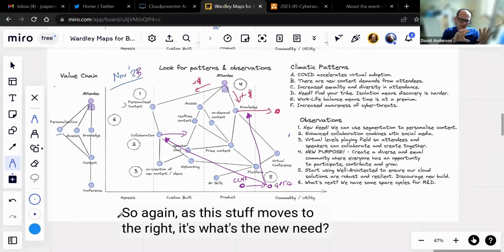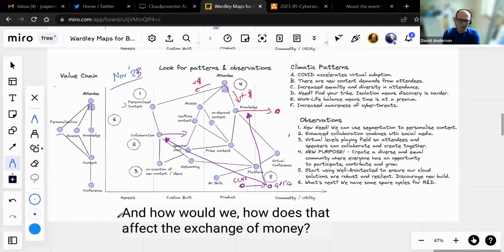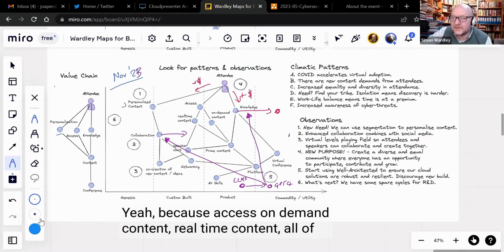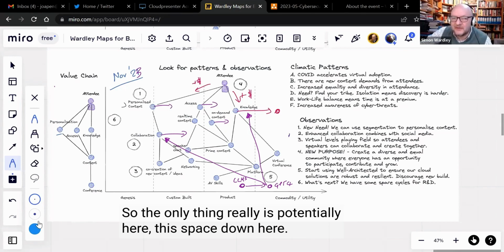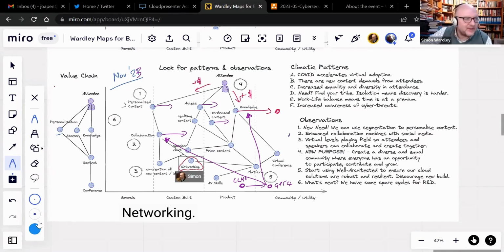So again, as this stuff moves to the right, it's what's the new need and how does that affect the exchange of money? Yeah, because access, on-demand content, real-time content, all of those things you can see in this world are all driving over here as well. So the only thing really is potentially here, the space down here: networking.